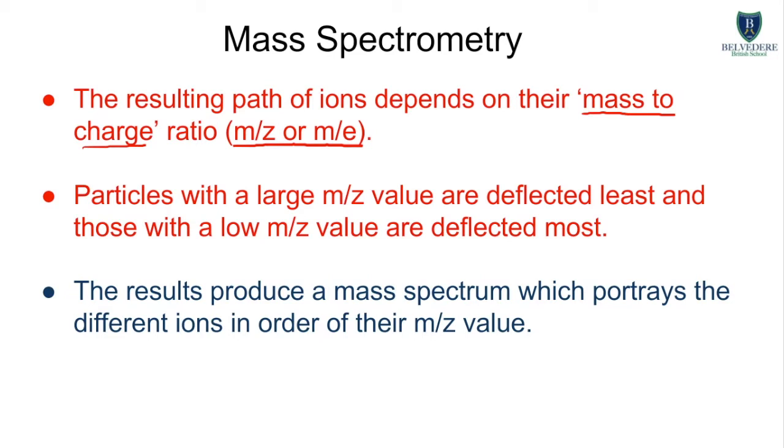And what we have at the end of the mass spectrometer is a detector that allows the machine to detect what mass to charge ratios there are. And that tells us the mass of each isotope. So if we have two isotopes, they will each have a different mass to charge ratio, they will be deflected differently, and then they will be detected at different points.